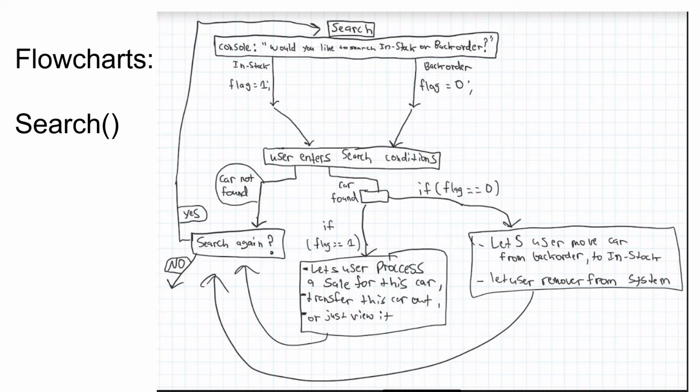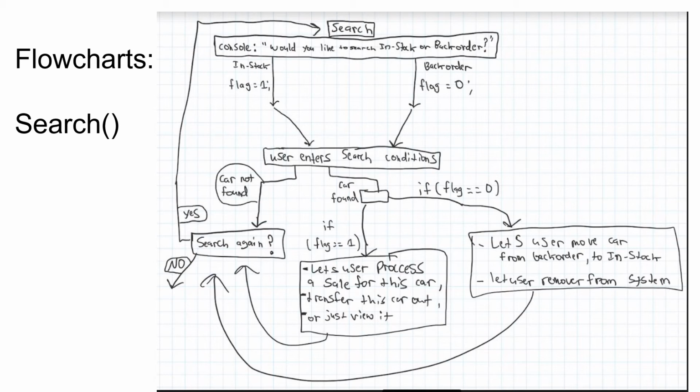Now we can view it also in back order, but the other things that we can do in back order that we can't do in this is, if it's in back order, it means we don't have it. So we can have the user process the dealership receiving the car, therefore removing it from back order and adding it to the in-stock data structure, which signifies that they physically have the car, and then it lets them just remove it from the system as well.